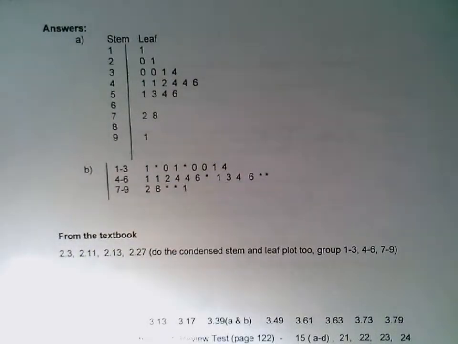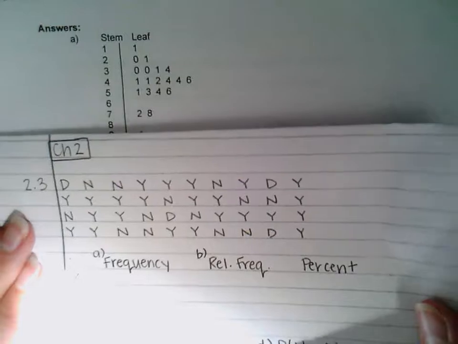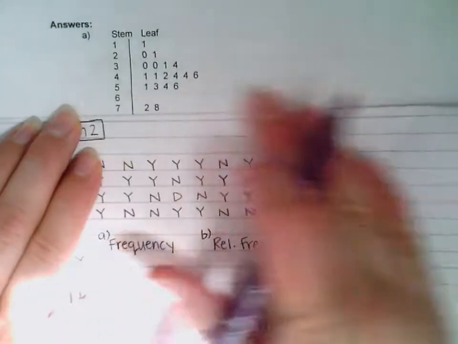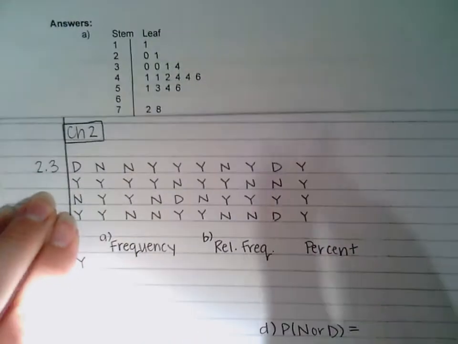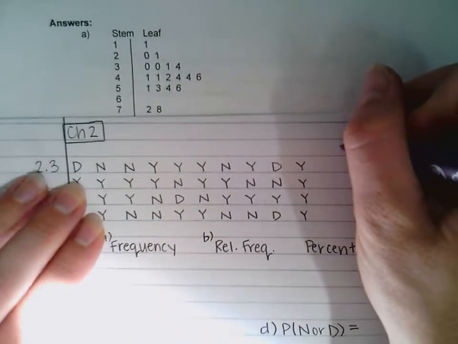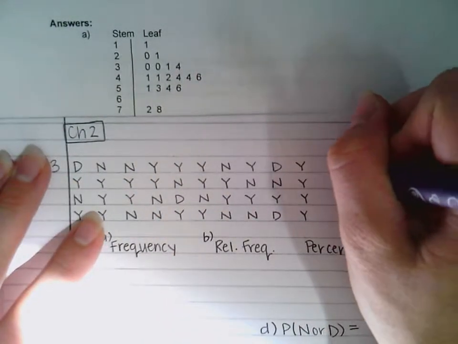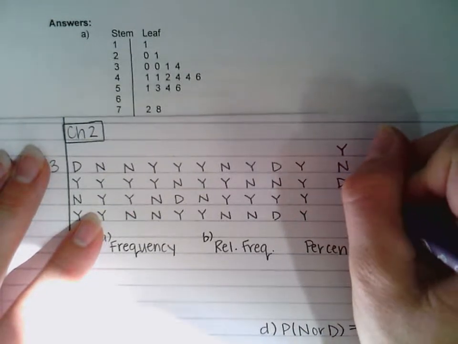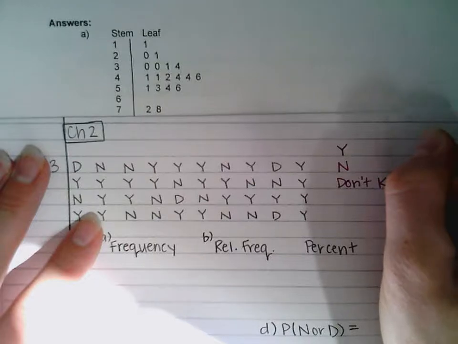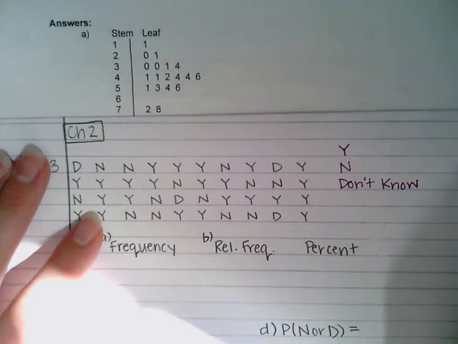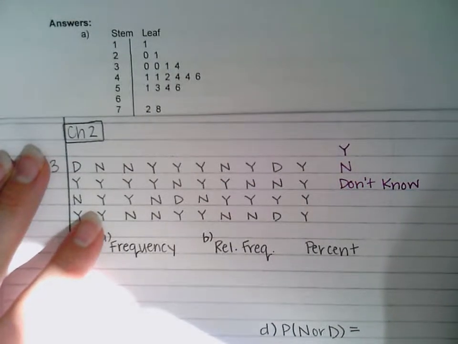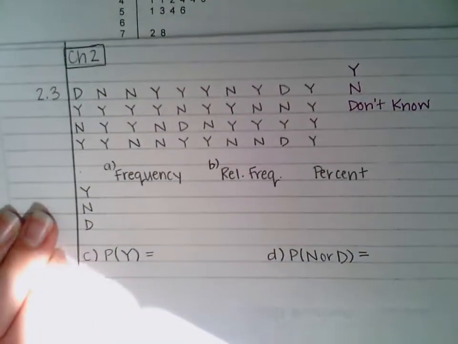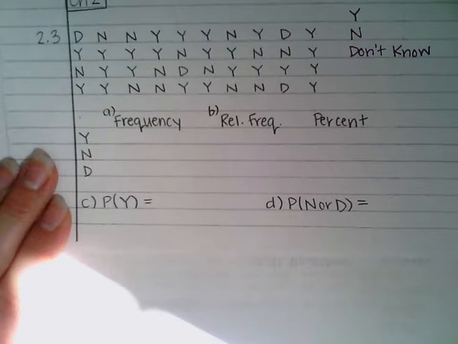comes from question 2.3. Okay, and it didn't actually give a lot of context here. It just said, like, here's some data, and it was D, N's, and Y's. So I'm guessing it's probably like yes, no, or like don't know. Like those are probably the response variables that could happen. And then part A wanted us to create a frequency table here.